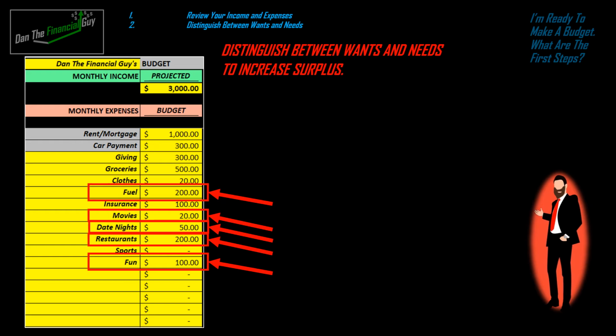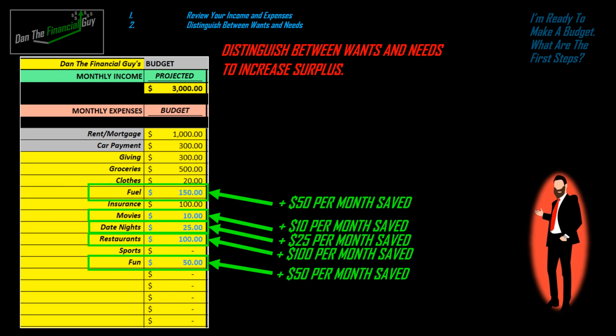For the fun category, maybe you can commit to doing some fun things you already have around the house, like reading a book or playing a board game. By making some simple adjustments and trimming out some of the wants, you can see that we've significantly reduced our expenses while still maintaining a good quality of life.